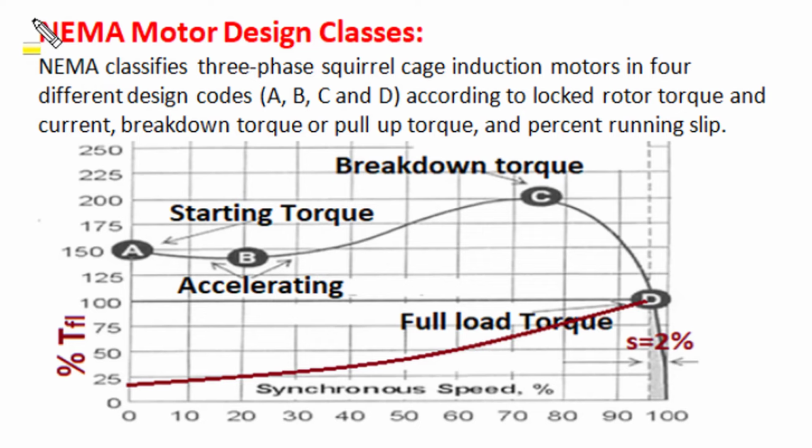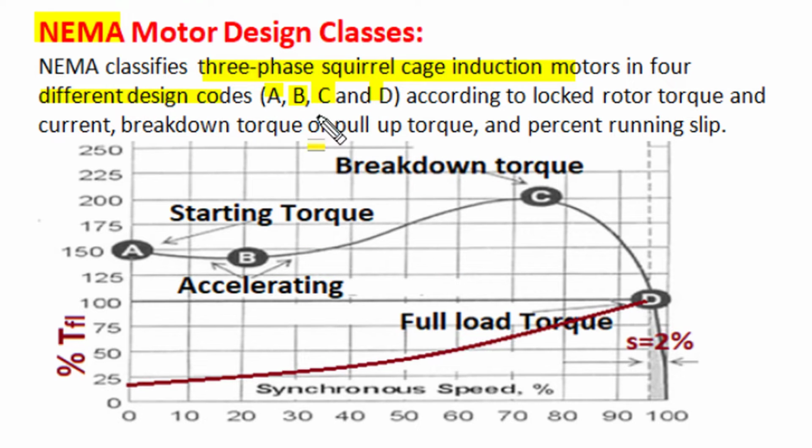Let's start. National Electric Manufacturers Association of the United States of America has done significant work in design, development and standardization of several electric equipments, and their work for three-phase squirrel cage induction motor is also very significant. NEMA has classified squirrel cage induction motor in four different design codes, and they are called Class A, Class B, Class C and Class D.